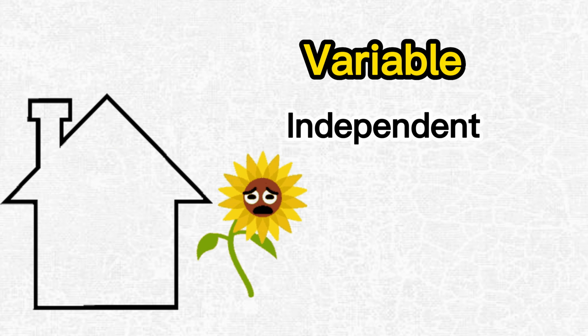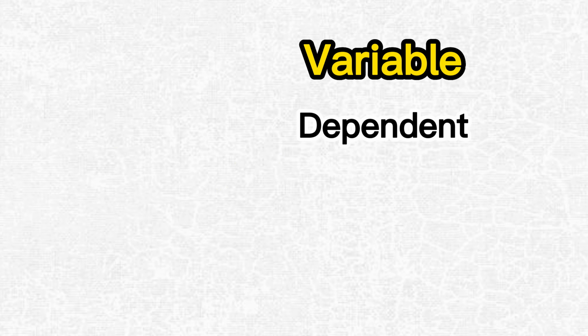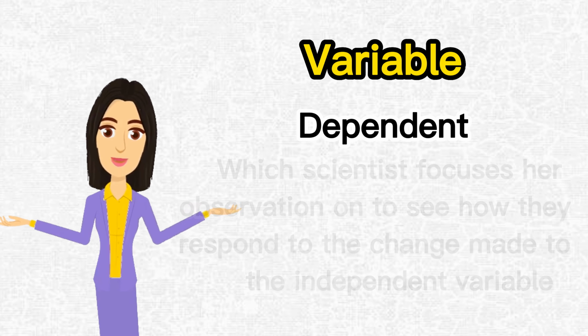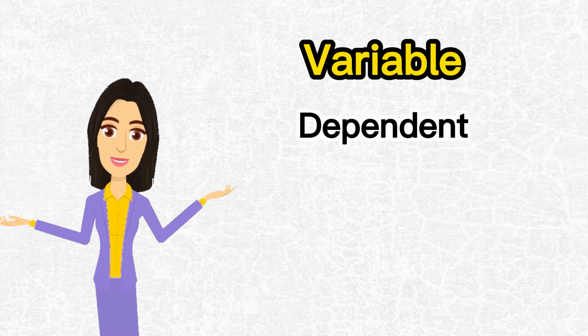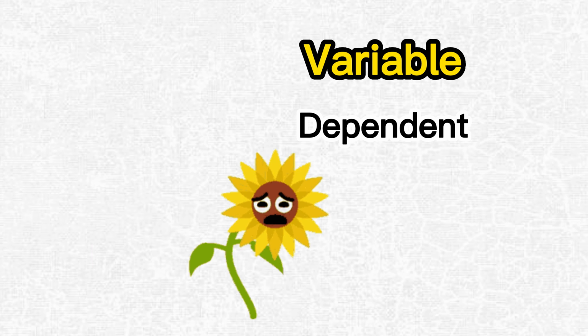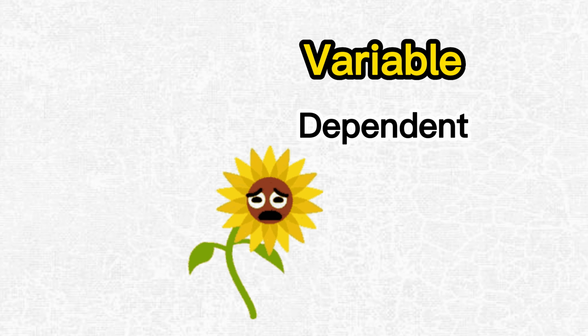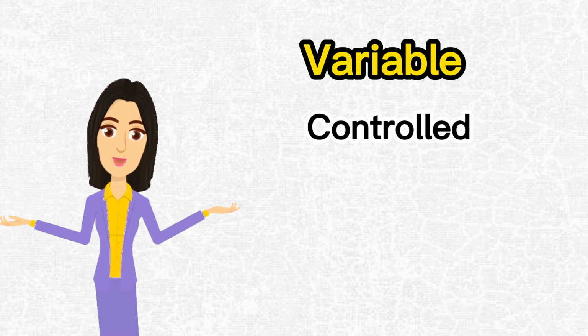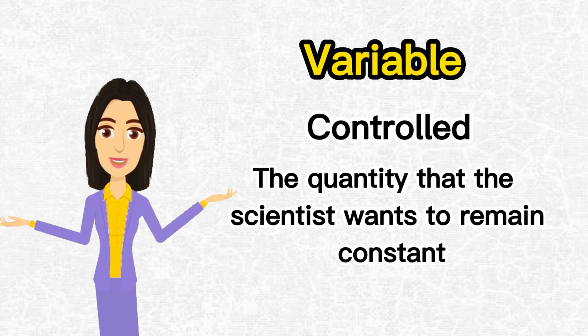On the other hand, dependent variable is the thing that the scientist focuses her observations on to see how they respond to the change made to the independent variable. In other words, this is what you are going to observe and measure. In our example, our dependent variable is the condition of the plant, which is based on what we observed. It is dying.